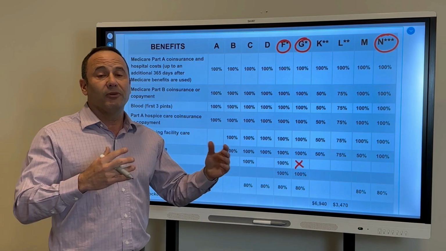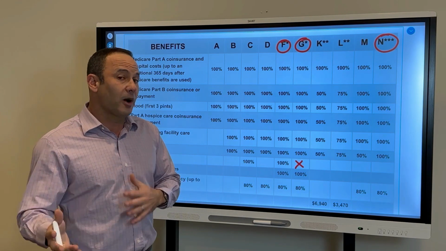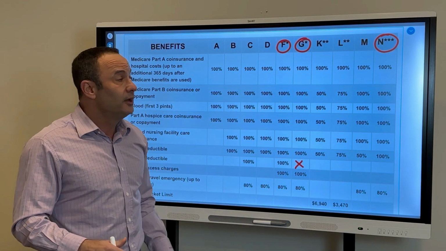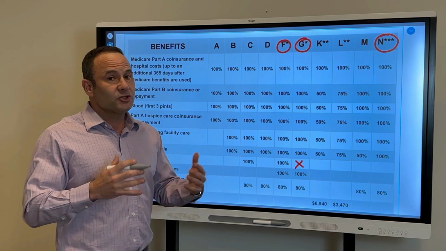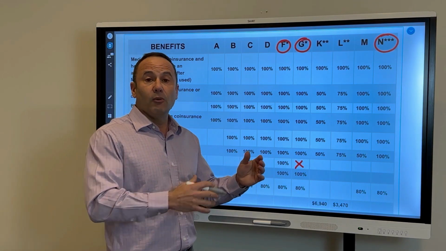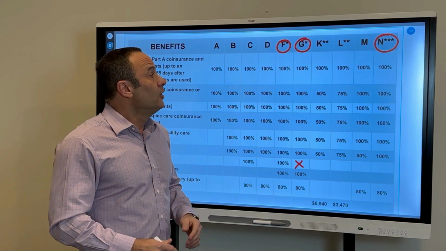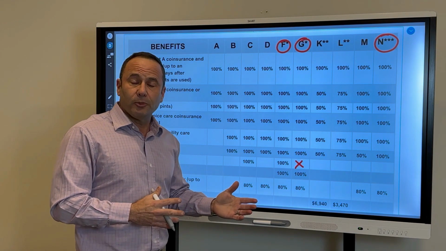That's the reason why Plan G is still, and is becoming, the most popular plan out there, because it gives Cadillac coverage. Now, for a lower-costing Medicare Supplement plan, and especially for one where you're not going to be having what's called excess charges, which we'll get into in another video, you could go with a Plan N, and that will lower your cost and your premium.